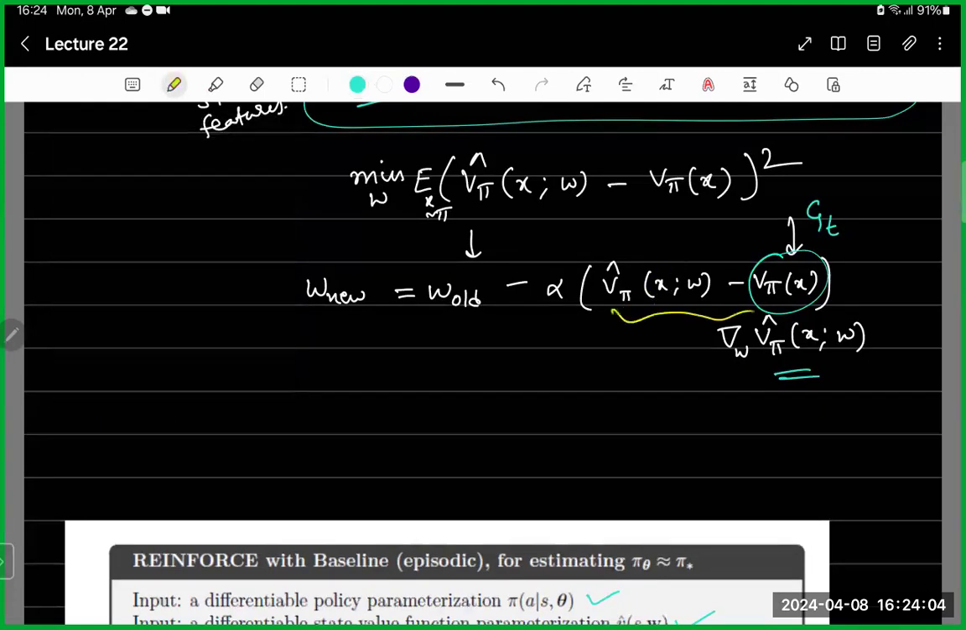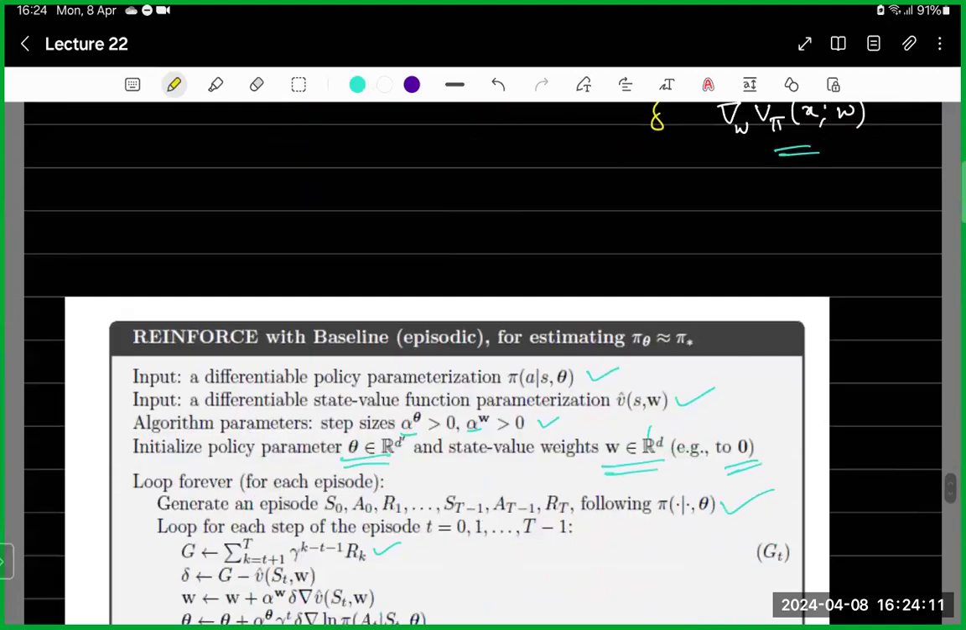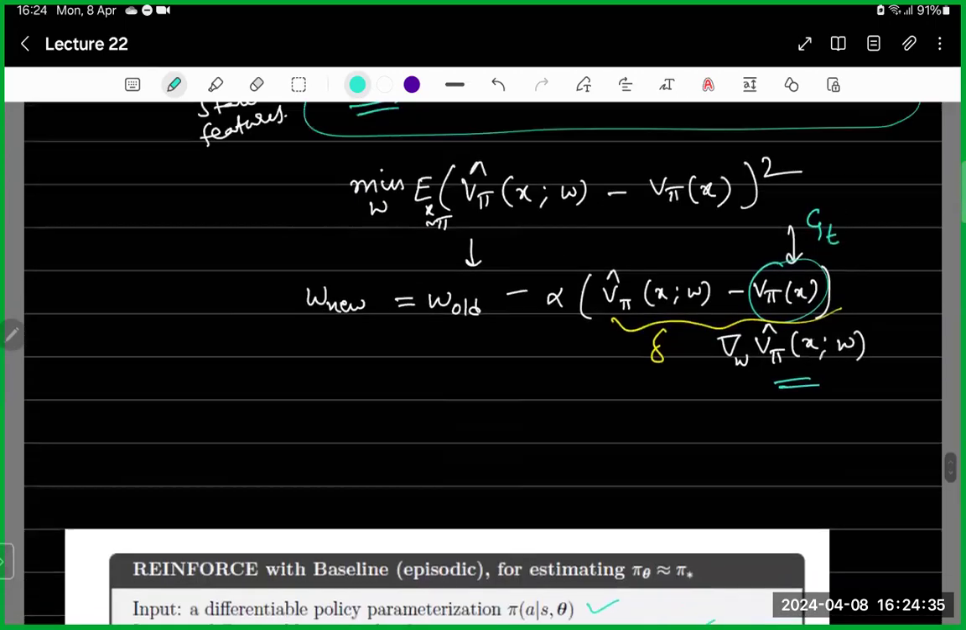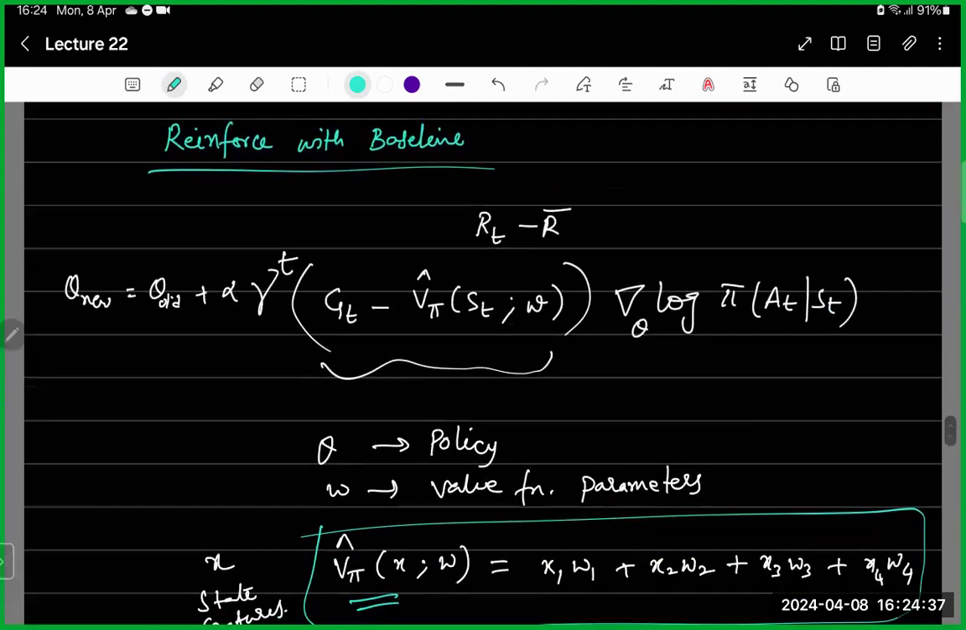They're calling this difference delta. The delta is the difference between your estimate and the GT. And then this is the update rule for W, right? You just update it. And then this is the update rule for your policy, right? This delta is what here? GT minus V pi hat, which is the baseline version of this thing. That's what we have seen, right? This is delta, right?